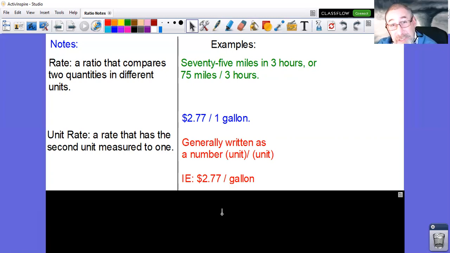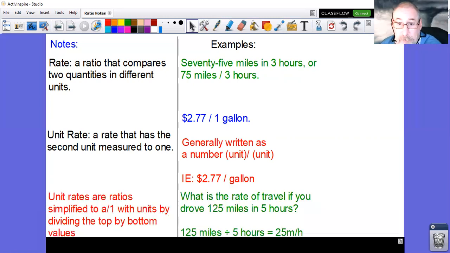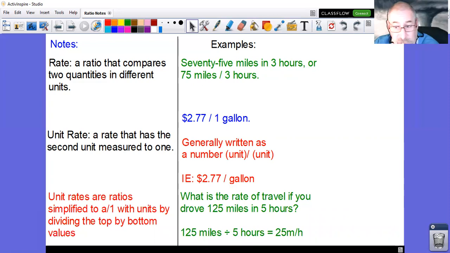Most of the time when you're dealing with money, your money is always going to be the top value, or the numerator part of the fraction. The denominator is always going to be whatever you're comparing that to. Unit rates are ratios simplified to the format of A over 1, where A is whatever our main thing is. For example, money is how we see it the most. Miles per hour, per 1 hour. With units, by dividing the top by the bottom value.